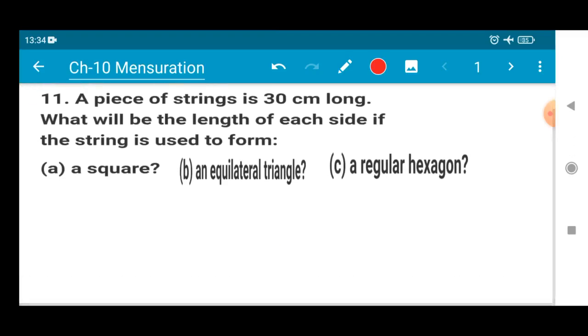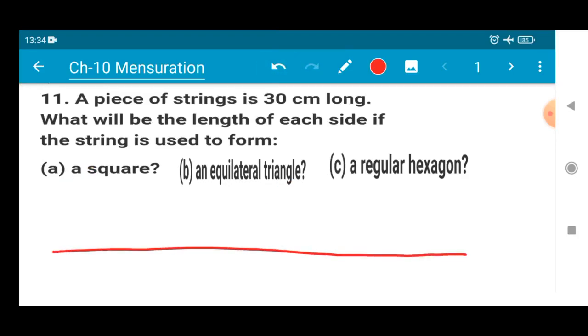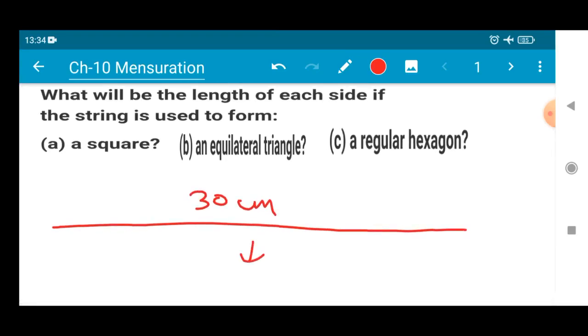Alright, so question number 11 states that a piece of string is 30 centimeter long. What will be the length of each side if the string is used to form a square, an equilateral triangle, a regular hexagon? So there is a piece of string whose length is 30 centimeter. Now with the help of this string, we are making a square, an equilateral triangle, and a regular hexagon.